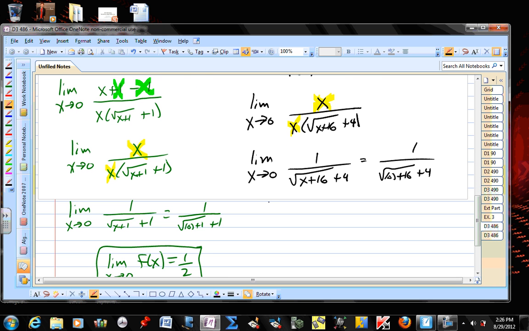Well, I can do this mentally. Square root of 16 is 4. 4 plus 4 is 8. So the limit as x approaches 0 of f of x is 1/8.